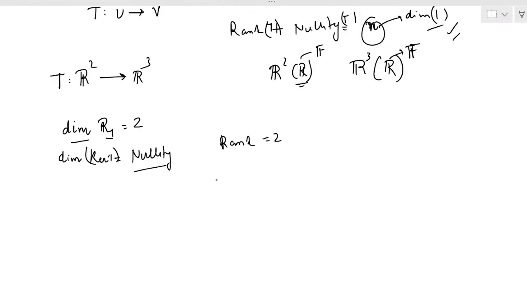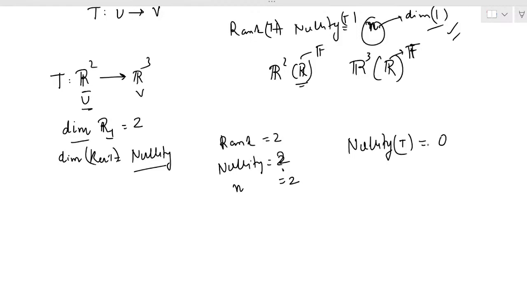Nullity we don't know, but we know what U is. U is this, V is this. So the dimension of U is 2. We don't know about nullity, so clearly I can say that the nullity of this particular transformation T would be 0. Are you getting my point?